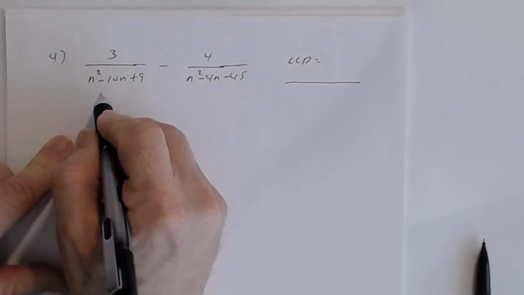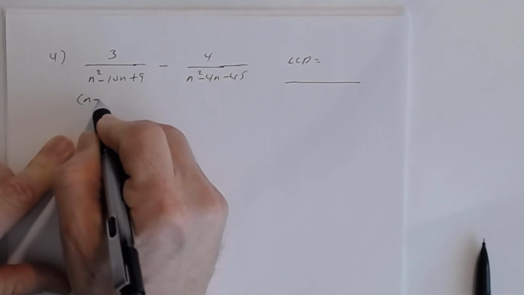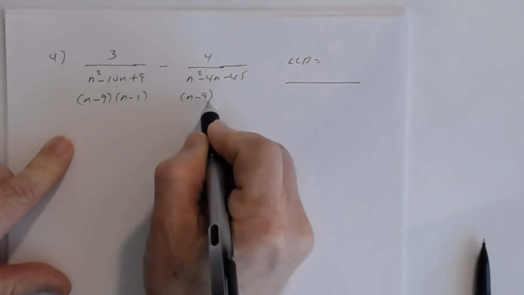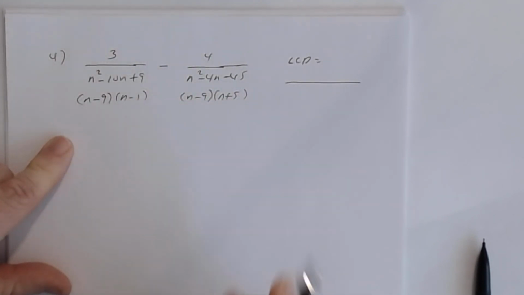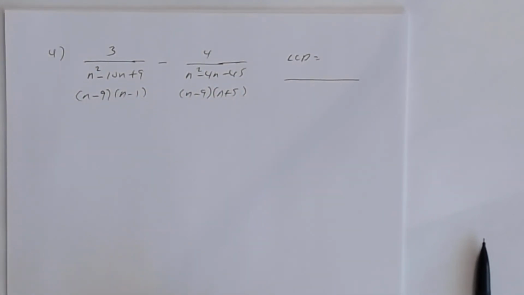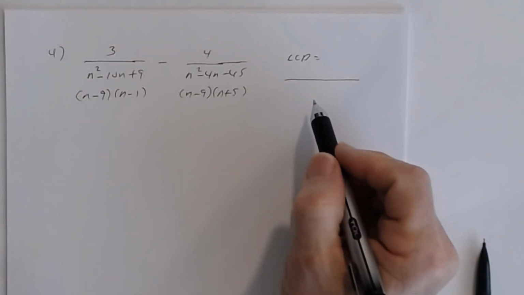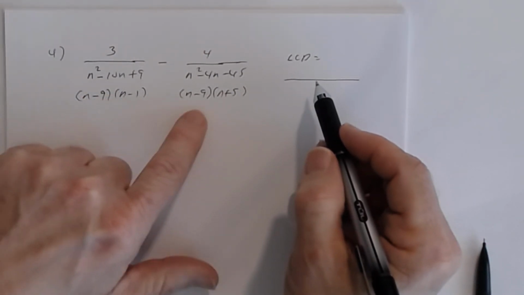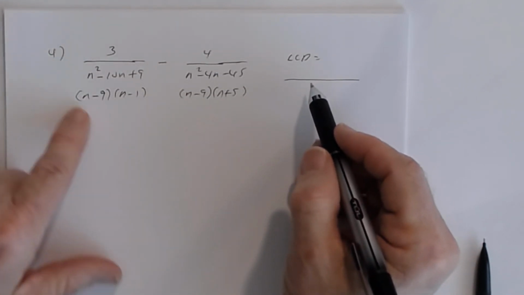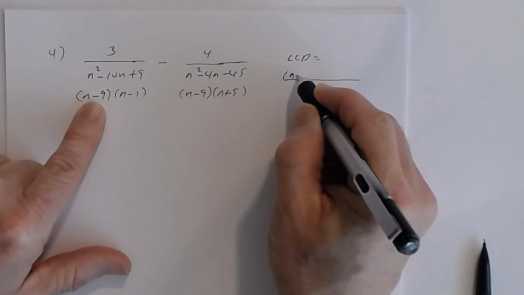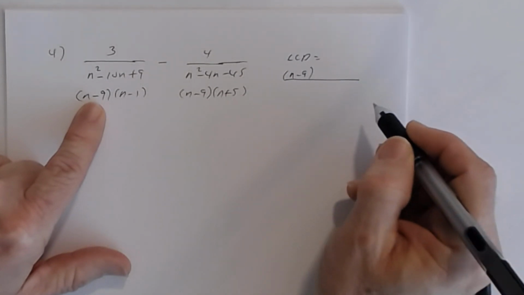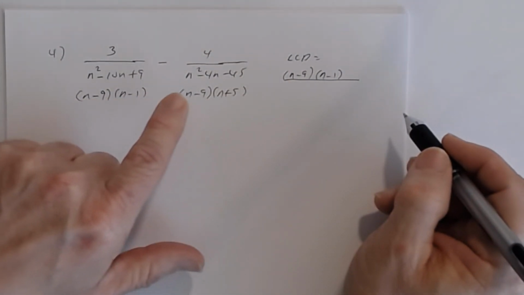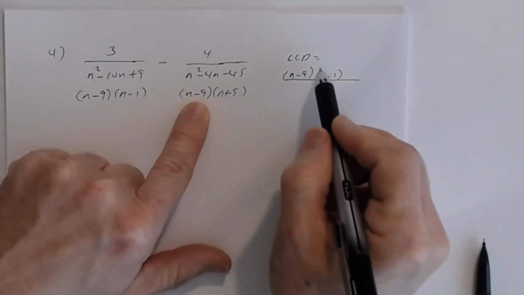So to factor, this is going to be n minus 9, n minus 1, and this will be n minus 9, n plus 5. That's what this one is. And so remember, the least common denominator is going to be the product of all these different factors that you see. So I have an n minus 9, I have to put in my least common denominator. I have an n minus 1, I have to put in my least common denominator. I have an n minus 9, I already have it.